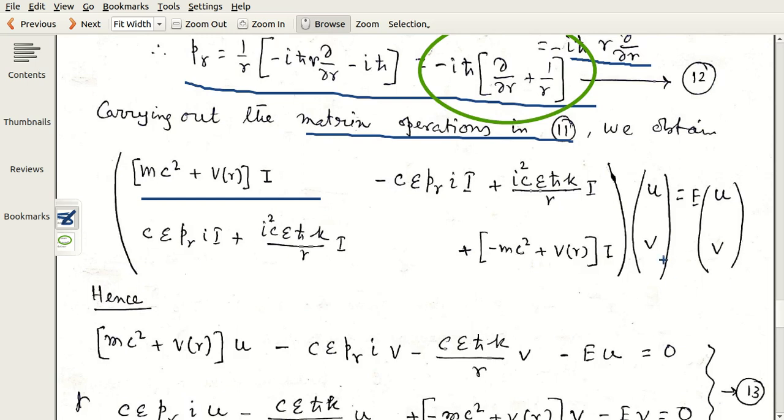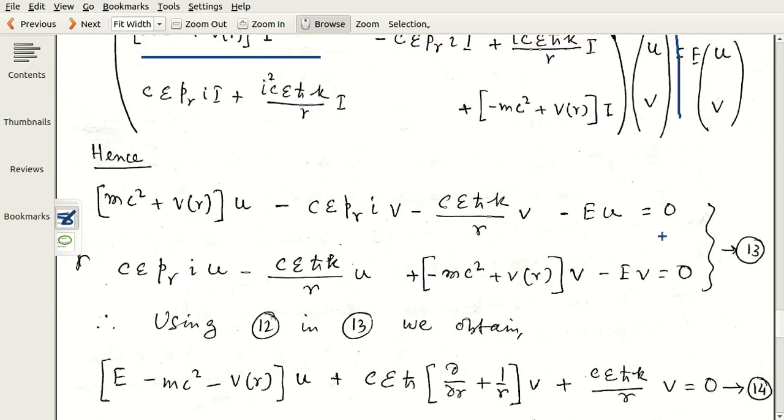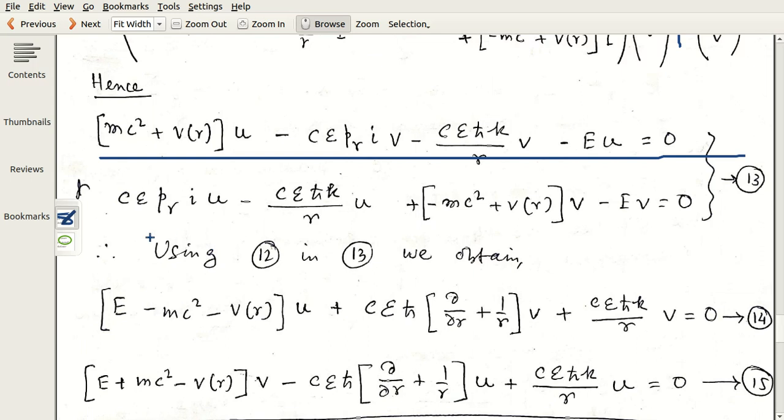Just calculate it, then do the matrix multiplication as you go, and in this way you obtain two equations here. Each equation is actually a two-component equation. So the first one involves both u and v, and the second one also involves both u and v.